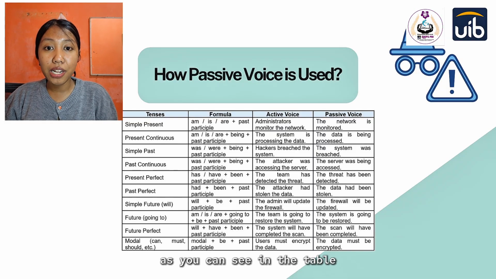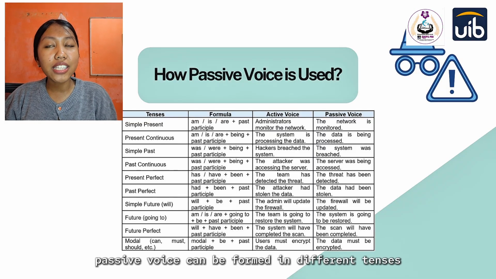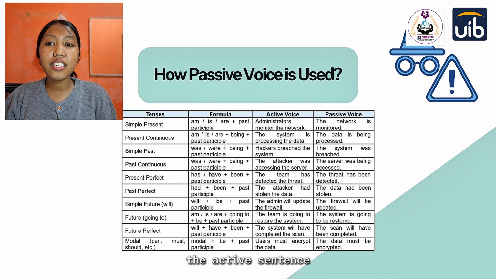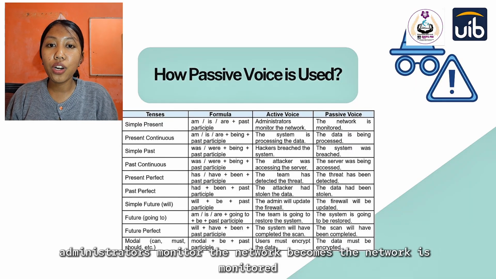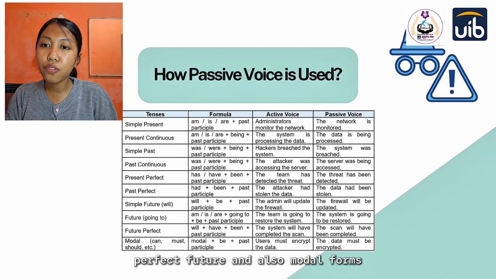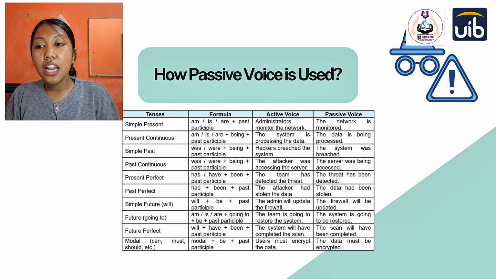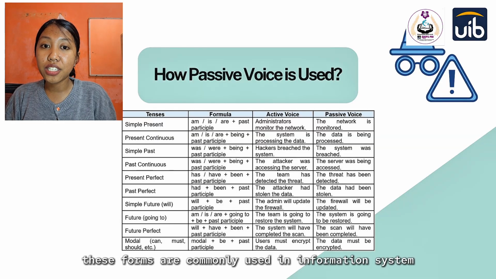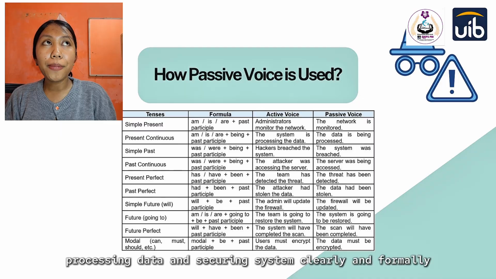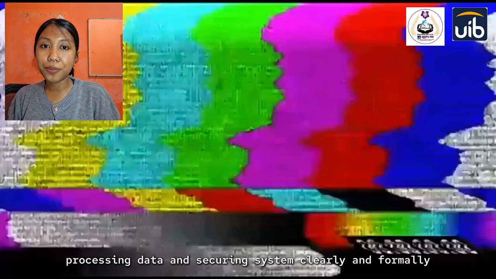As you can see in the table, passive voice can be formed in different tenses. For example, in the simple present tense, the active sentence administrators monitor the network becomes the network is monitored. This pattern is also applied in other tenses, such as past, perfect, future, and also modal forms. These forms are commonly used in information systems to explain processes like monitoring networks, processing data, and securing systems clearly and formally.